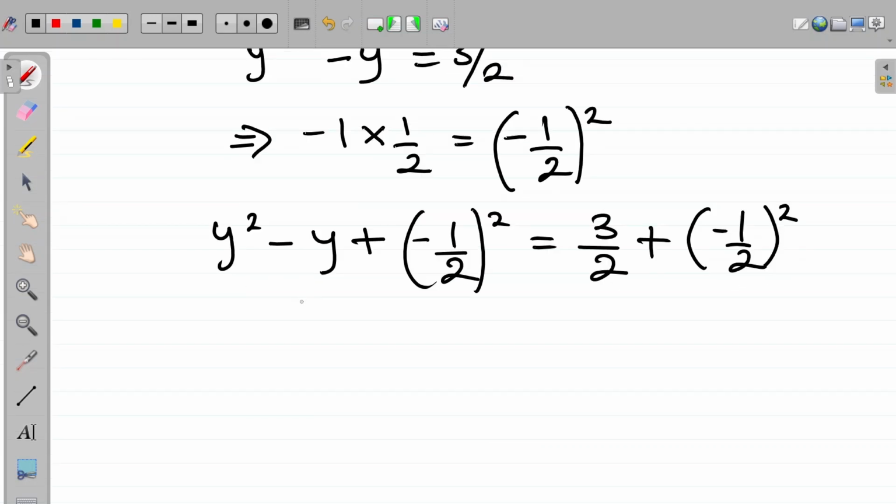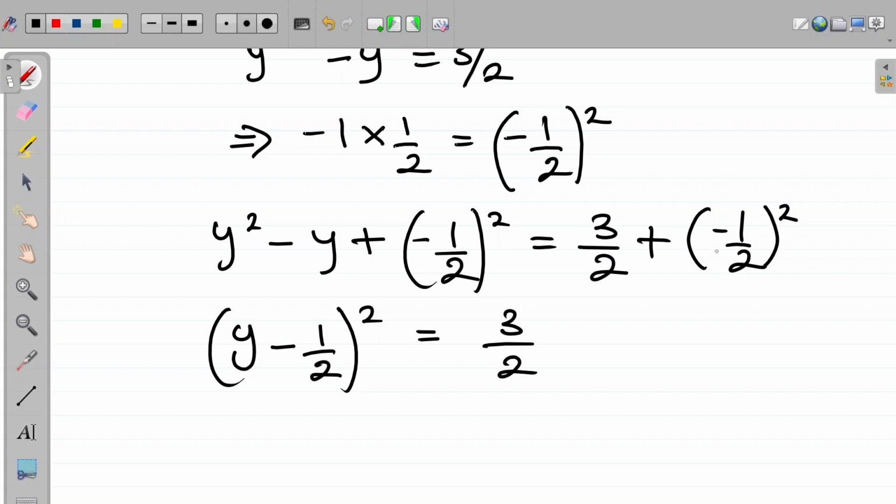We can factorize our left hand side. Our equation becomes (y minus 1 divided by 2) all squared equal to 3 divided by 2. Minus 1 squared is 1, and minus 2 squared is 4. So we have that plus 1 divided by 4.